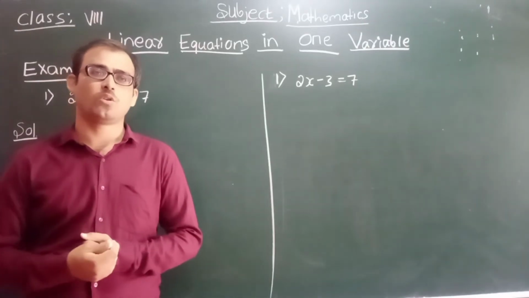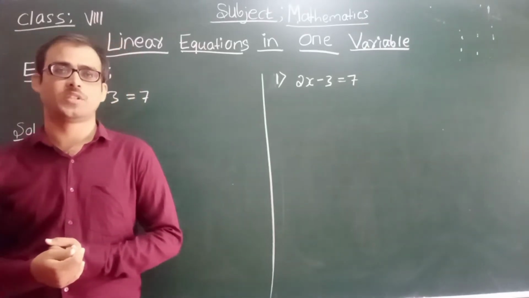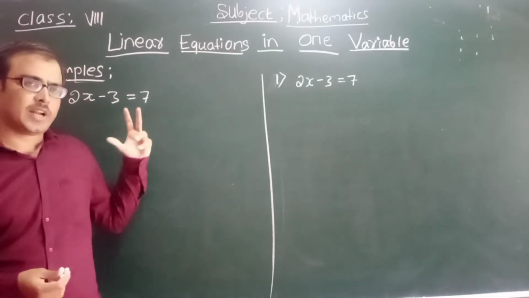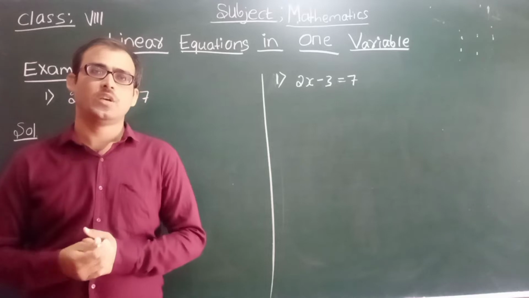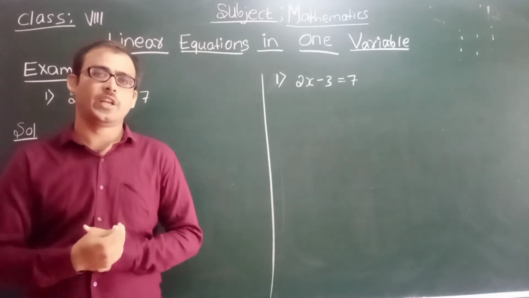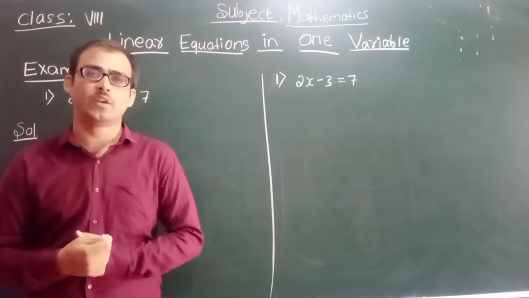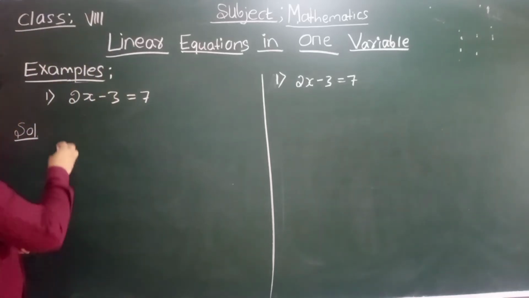Today in this session we will solve worked example problems of the chapter on linear equations in one variable. Students, now we will discuss how to find the solution of the given equations. Here there are two methods. The first method is that we should solve the linear equation without disturbing the equation. Okay, so let us do the first one.